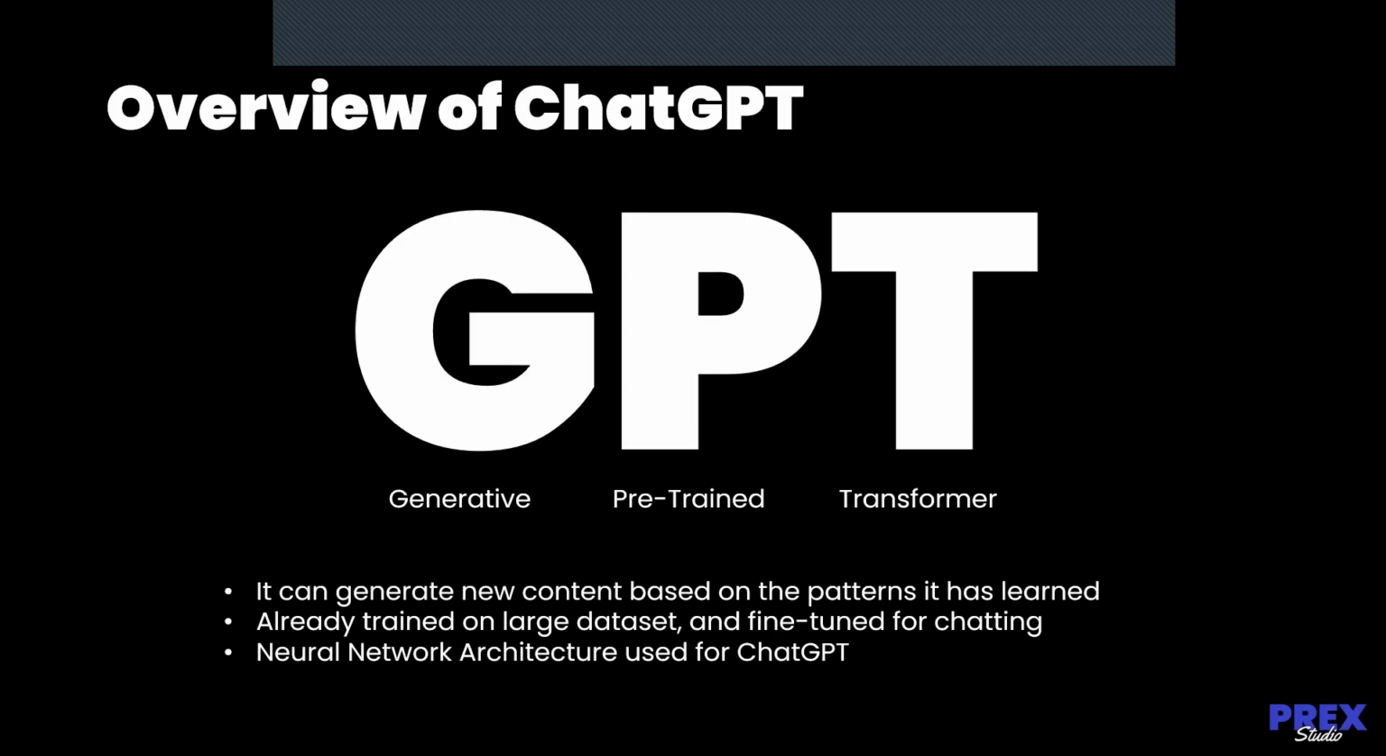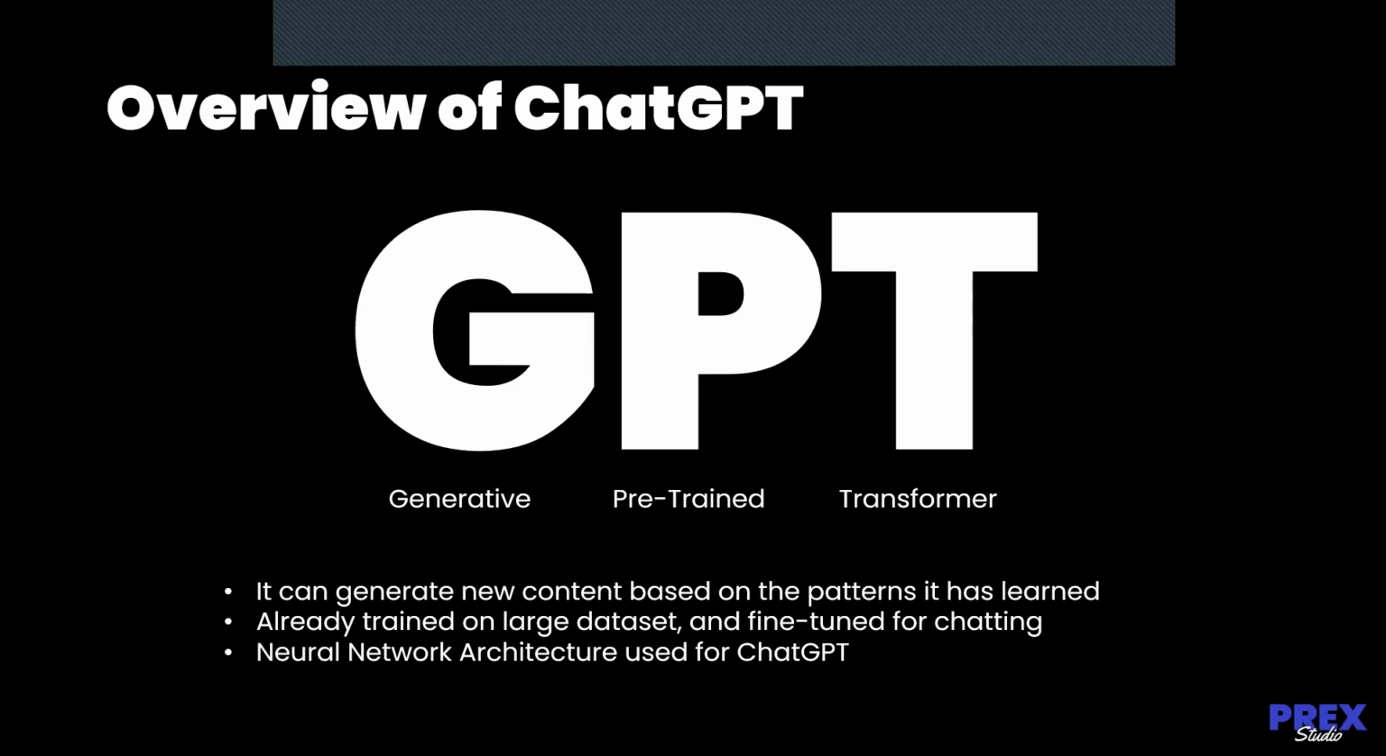So to give an overview of ChatGPT, ChatGPT is basically a neural network model. So Chat stands for the interface that it provides. Basically, you can talk to a machine in a very chat-like interface like WhatsApp. And GPT stands for Generative Pre-trained Transformers. Generative because it can create original content based on what it has learned and what it has trained on.